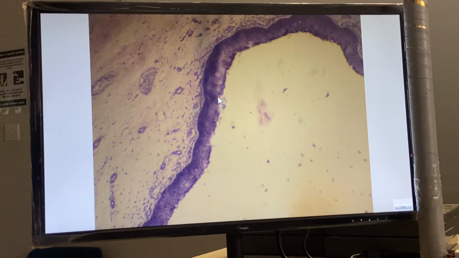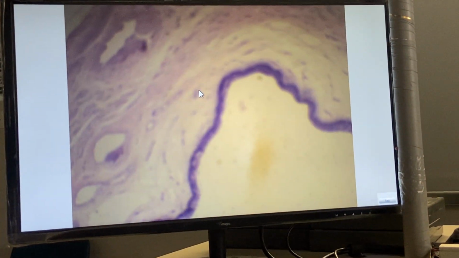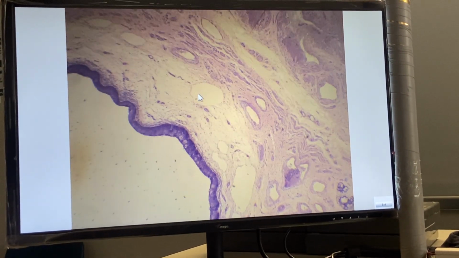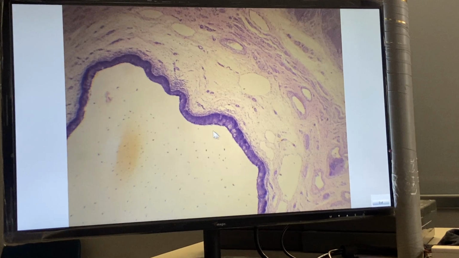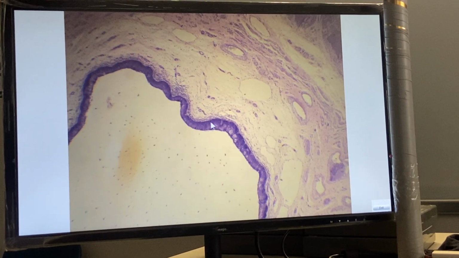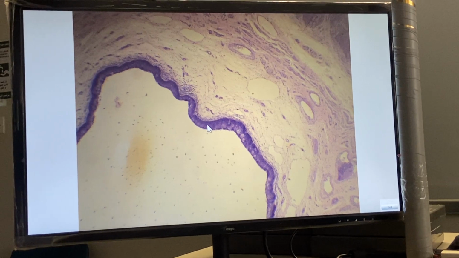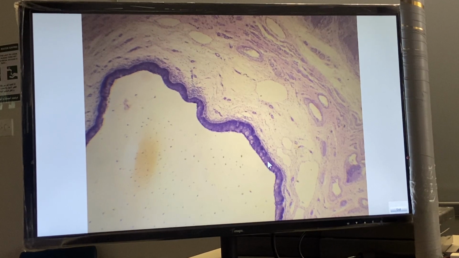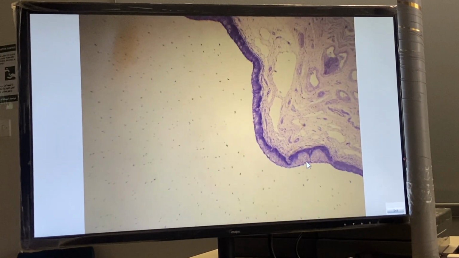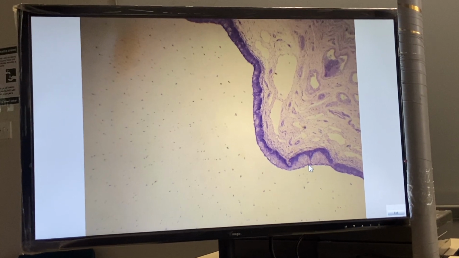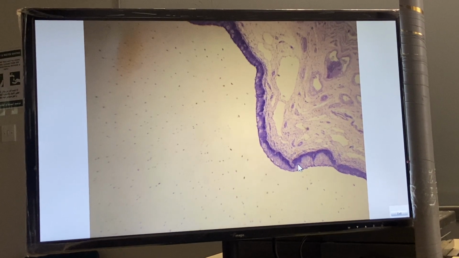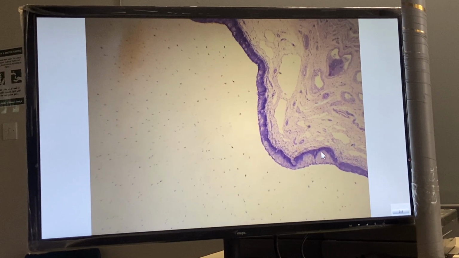Last slide, section in the urethra. This is the lining epithelium of the urethra. The lining epithelium is stratified cuboidal or pseudostratified columnar epithelium, with areas of stratified squamous epithelium. Stratified columnar, pseudostratified columnar, and areas with stratified squamous epithelium.